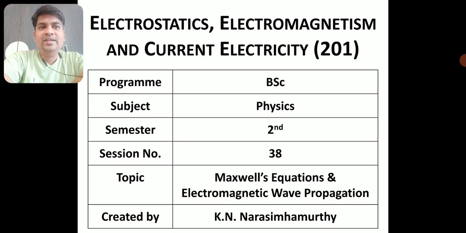When we come to Maxwell's equations, Oersted discovered a magnetic effect of electric current, where he says that a current carrying conductor will produce a magnetic field. Whereas Faraday, in 1831, discovered the induced current. He says that when there is a change in the magnetic flux linked with a coil, an EMF or a current is induced in it. So a magnetic field produces a current, and a current will produce a magnetic field.